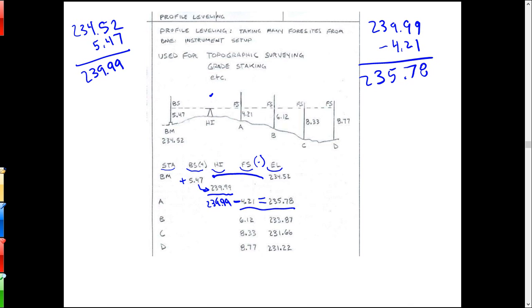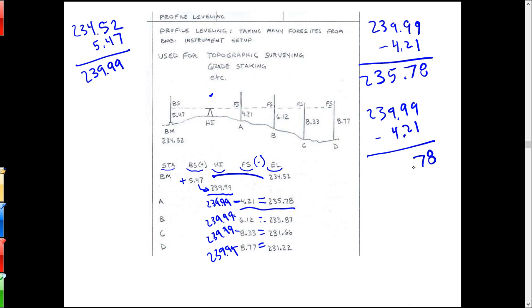Now I'm taking shot after shot from the instrument. Every time I take that shot, I'm starting at 239.99, okay? Because I'm not moving the instrument anywhere. That's the elevation of the instrument. So I'm just subtracting all of these rod shots off, and I'm getting those elevations every time. I'm just working my way on down that hill, and every time I'm taking shots, okay? Wrong one. There we go.